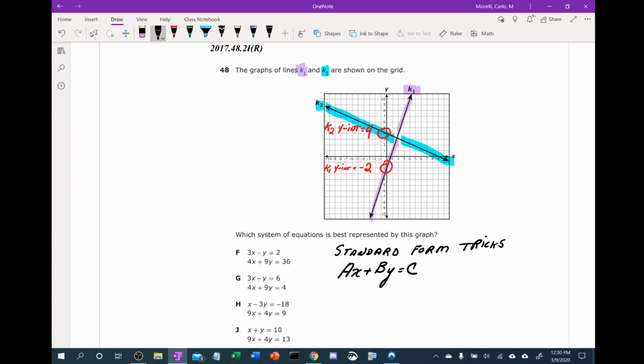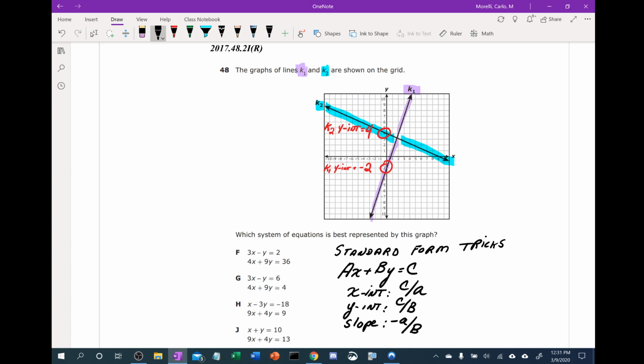Now remember, we have 3 tricks. We have the X-int trick. We have the Y-int trick. And we got the slope trick. What is X-int? C divided by A. What's the Y-int? C divided by B. What's the slope? Negative A over B.